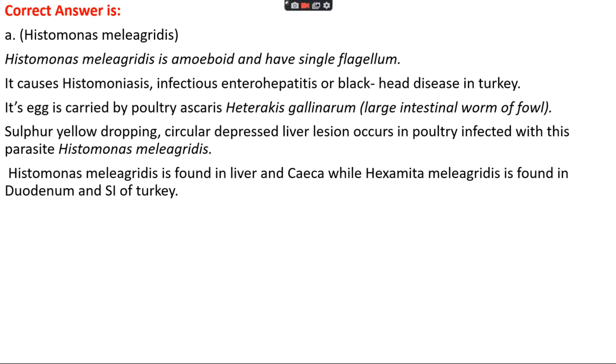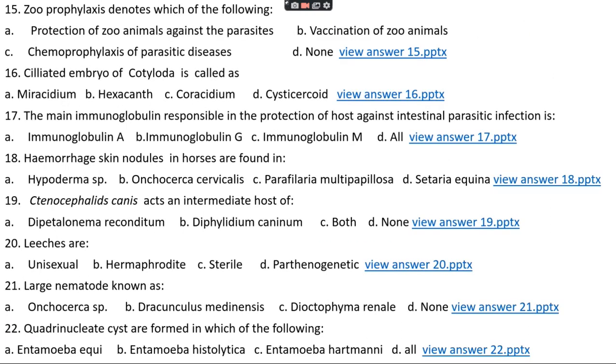Histomonas meleagridis eggs are actually carried by the poultry ascarid, Heterakis gallinarum, which is a large intestinal worm of fowl. Poultry infected with this parasite show signs such as sulfur-yellow droppings, and circular depressed liver lesions are seen. Histomonas meleagridis is found in the liver and caecum, while Hexamita meleagridis is found in the duodenum and small intestine of turkey.